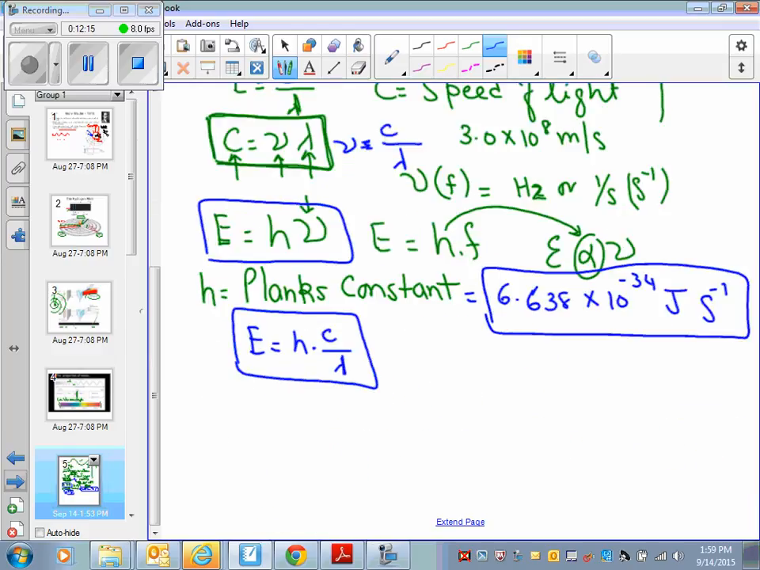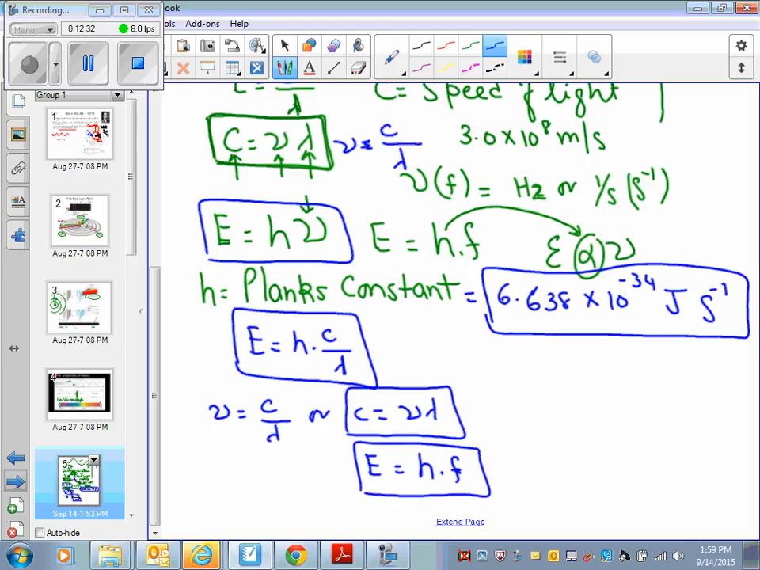We learned one equation, nu equals c over lambda, or you can say c equals nu lambda. However, this is the mother equation, so you can say that. And then we have E equals h f, or frequency. Do we understand these two? Based on this, you will be doing the worksheet that I had passed around.